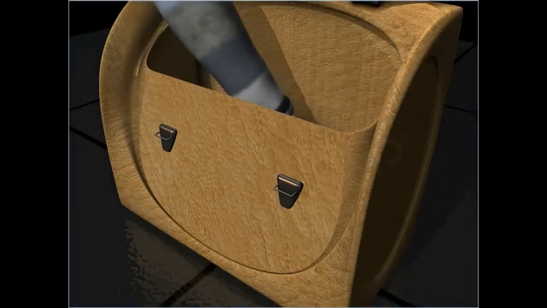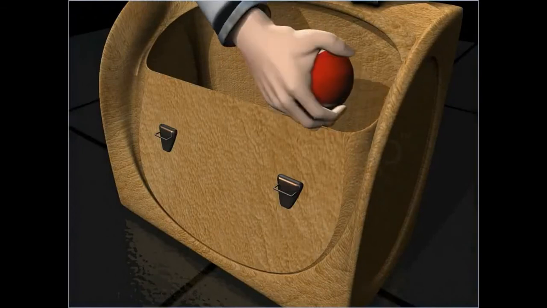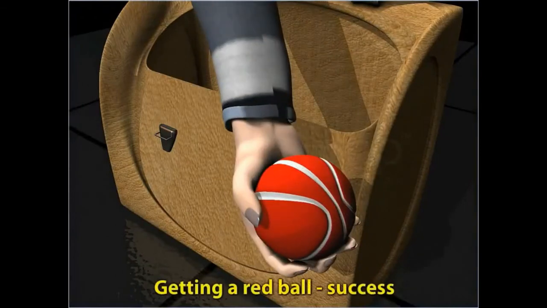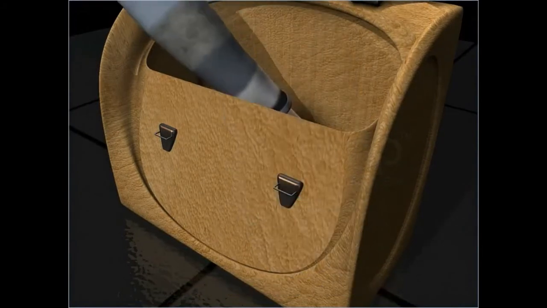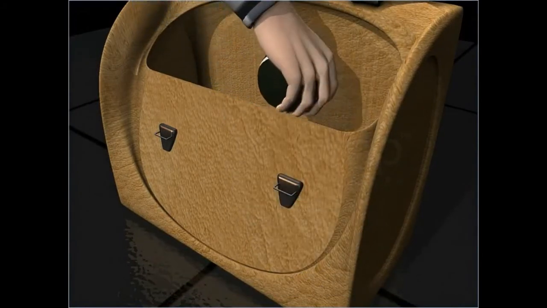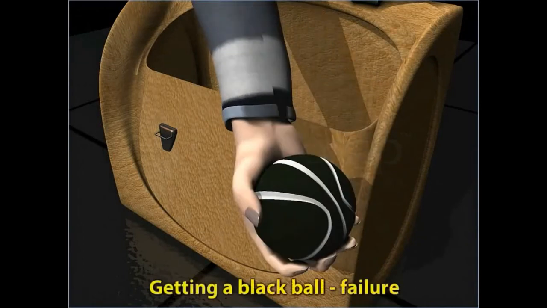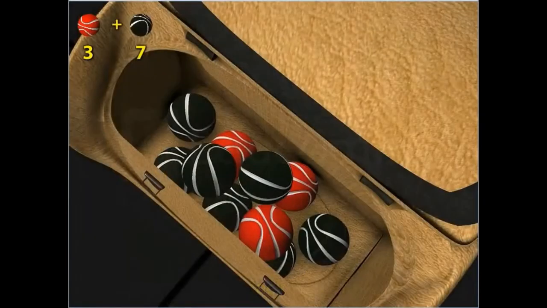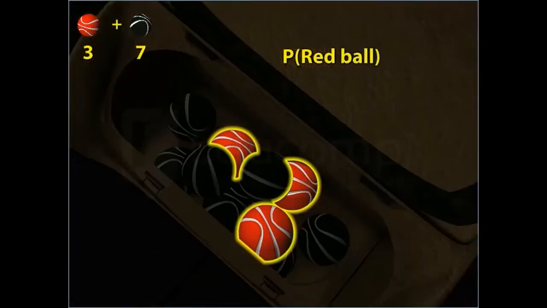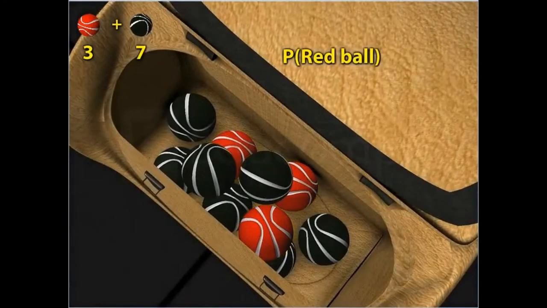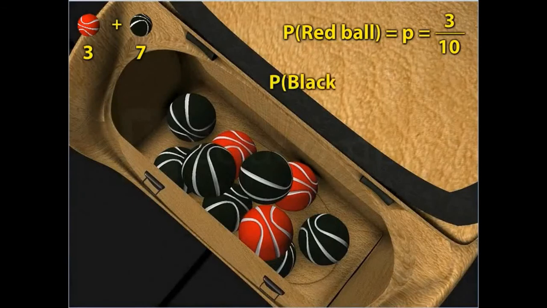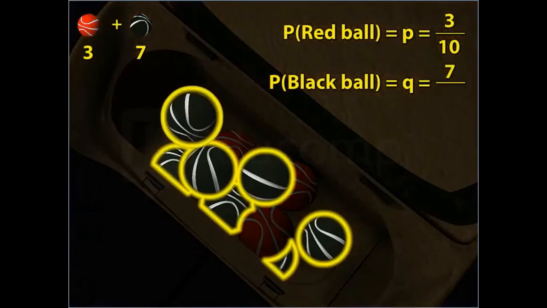Now, suppose there is a condition. Getting a red ball is a success, while getting a black ball is a failure. The probability of drawing a red ball from the bag, that is, probability of success, is 3/10, and probability of drawing a black ball from the same bag, that is, probability of failure, is 7/10.